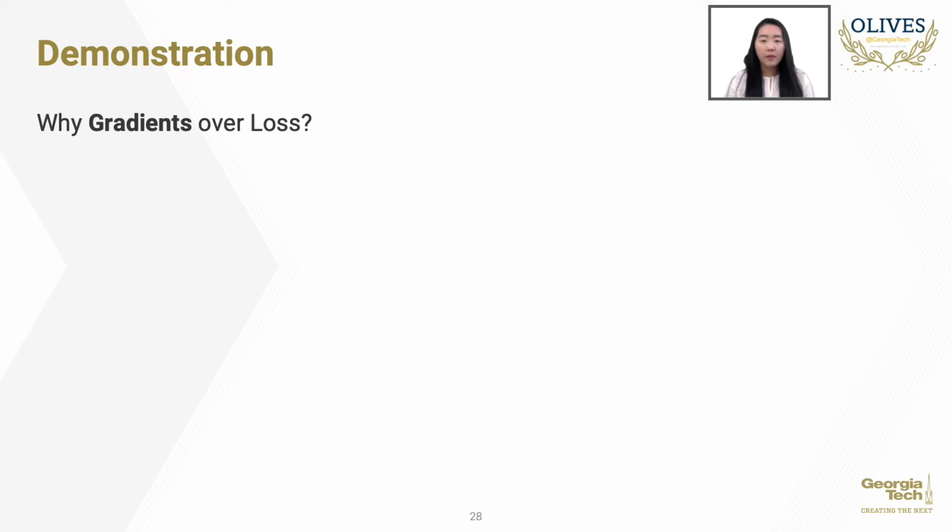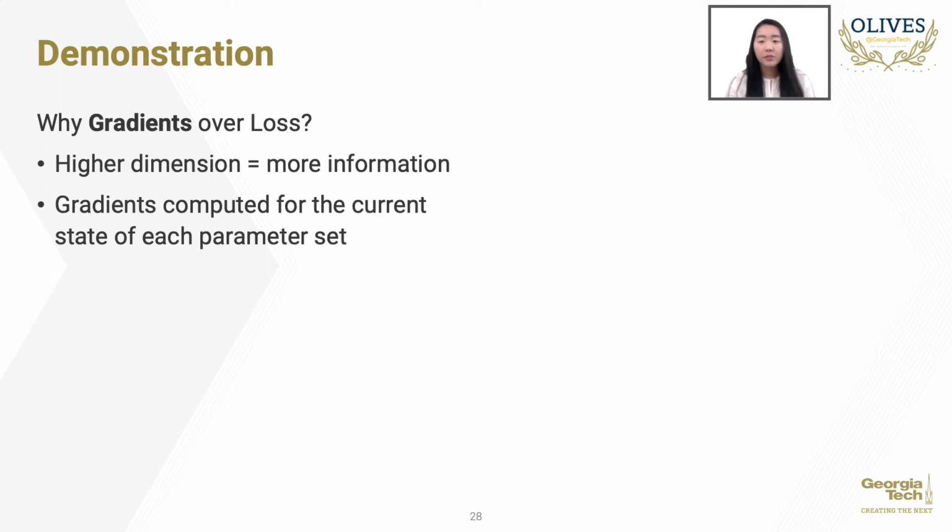So the question here may be, why not just use the loss values instead of having to generate gradients with them? Gradients and loss are intertwined in the process of backpropagation, but the loss is computed only with respect to the final prediction of a model, and it's limited to a single value per input. On the other hand, gradients are of higher dimensions, preserving more information regarding the input and the model's current state of each parameter set.